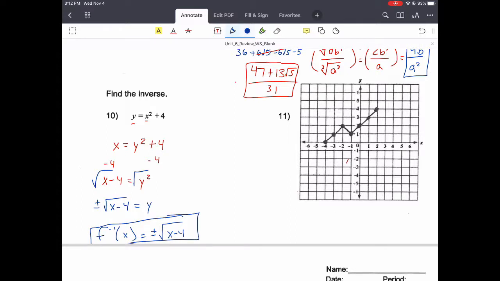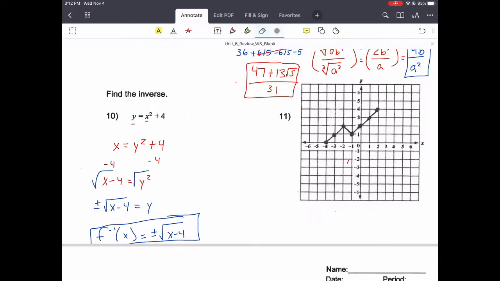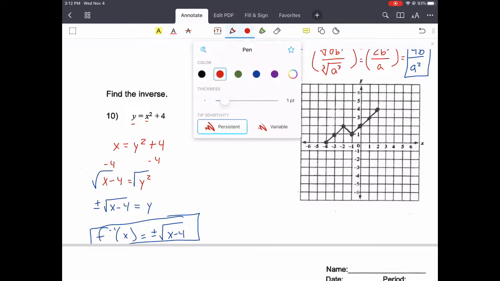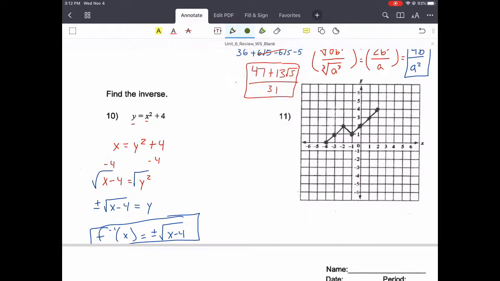Question 11 wants us to find the inverse. And so remember, when we're talking graphically, to find the inverse, we are going to essentially trade the location of the coordinate values of the x and the y values. Or some of you might remember that we're essentially just going to reflect over this line here.